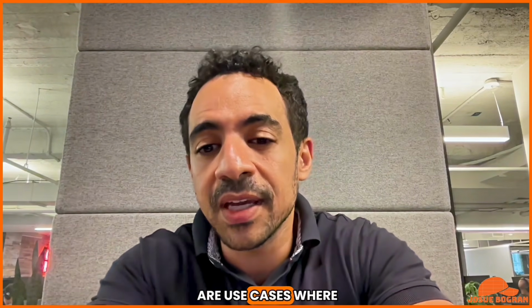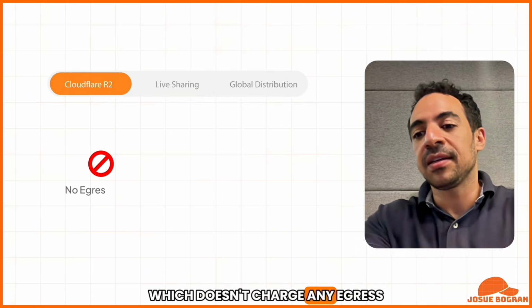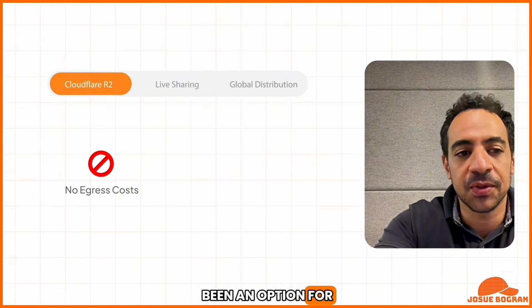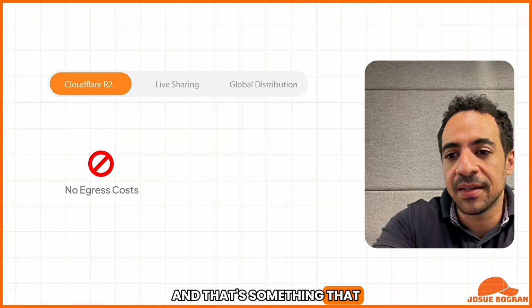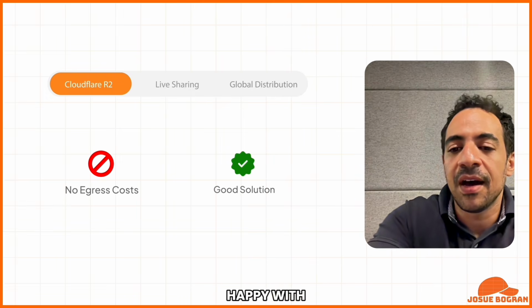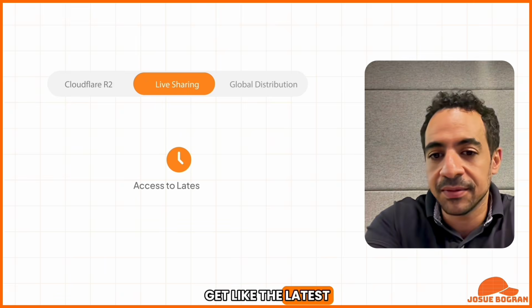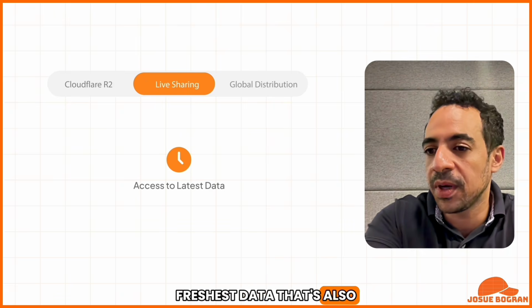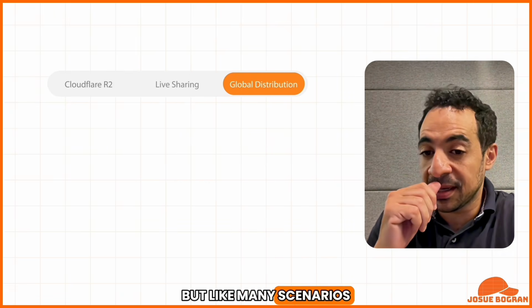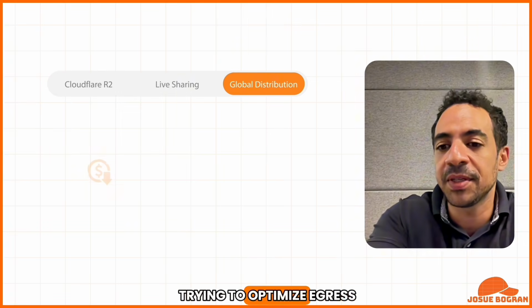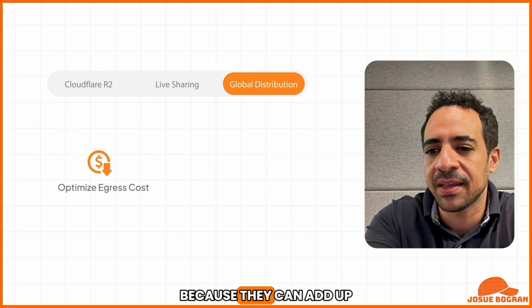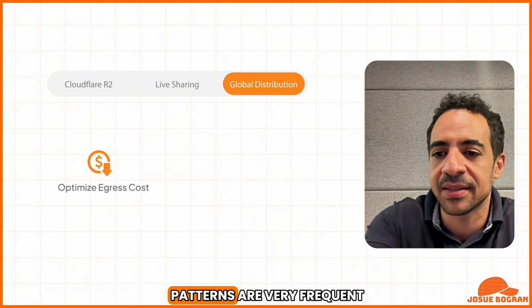And I think there are use cases where customers want to do cross-cloud, cross-region sharing live. For example, if they use Cloudflare R2, which doesn't charge any egress cost, that's always been an option for our customers, and many providers are happy with that. Or if they want the recipient to always get the latest, freshest data, that's also a scenario. But in many scenarios, we see providers trying to optimize egress costs because they can add up, especially if the query patterns are very frequent.